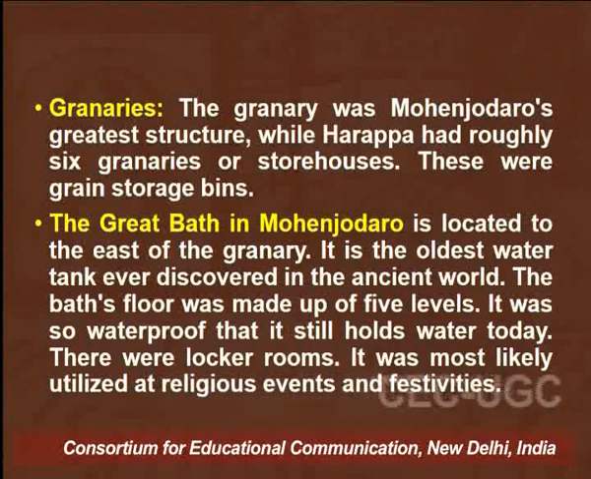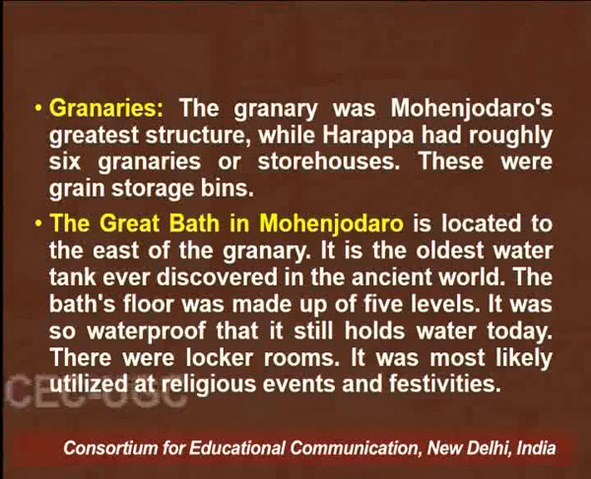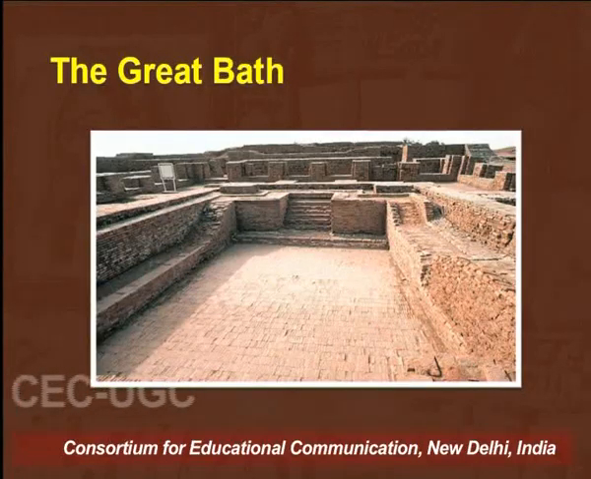The Great Bath in Mohenjo-daro, which is located at the east of the granary, is the oldest water tank ever discovered in the ancient world. The bath's floor was made up of 5 levels. It was so waterproof that it still holds water today. There were locker rooms around, and it was most likely utilized at religious events or festivities, but these are still speculations. As you can see, the visual of the Great Bath.